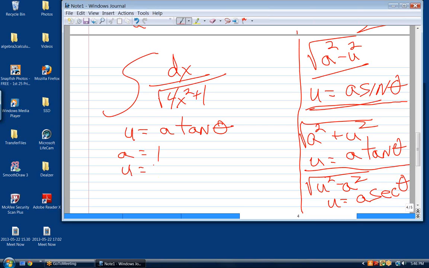Is it just x, or is it 2x? 2x, yeah. Because then this would be u squared. So what we have is a squared plus u squared.